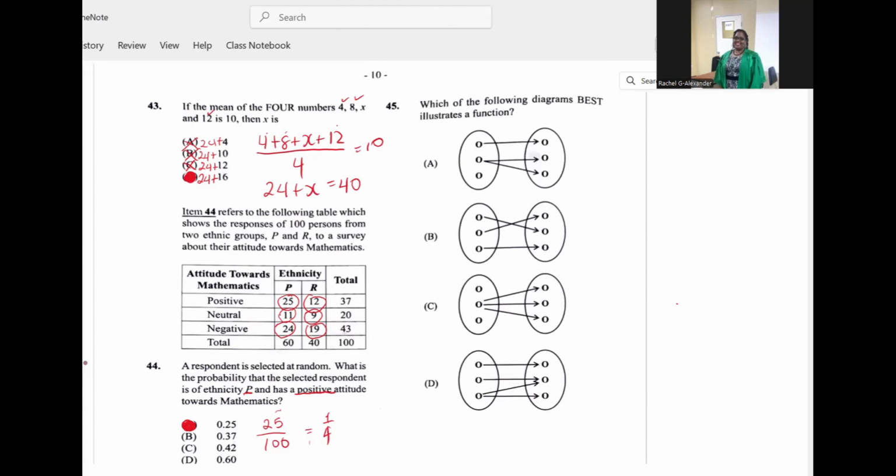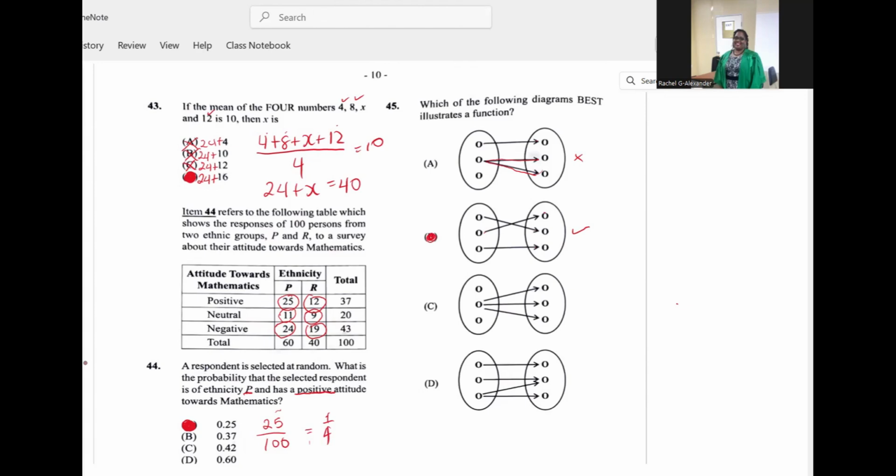One going to one. Now this one is going to this one here, but it's also going to this. So that means that the left has more than one partner. So this is not a function. B has the left having one partner on the right. This has one partner. This has one partner. So this is the answer.